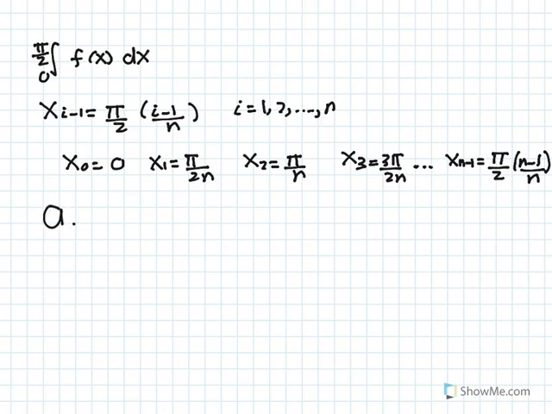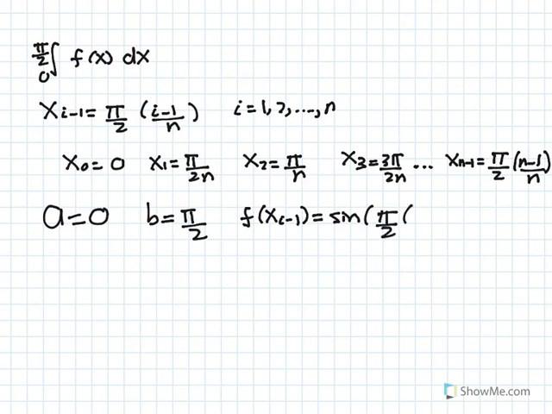So we have a is equal to 0. That's the lower limit of integration. b is equal to pi over 2. We have f of x_{i-1} equal to sine of pi over 2 times (i minus 1) over n. And that is basically sine of x_{i-1}. So that means the function f of x is equal to sine x.